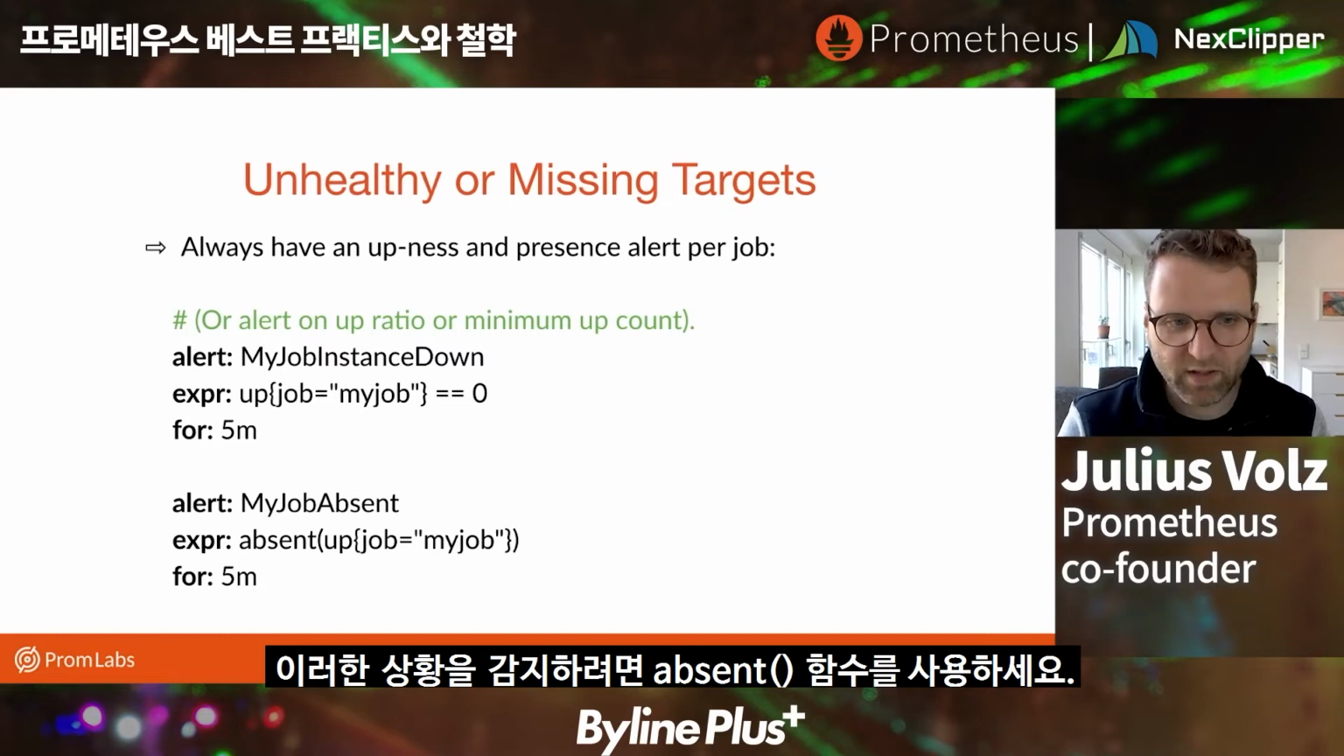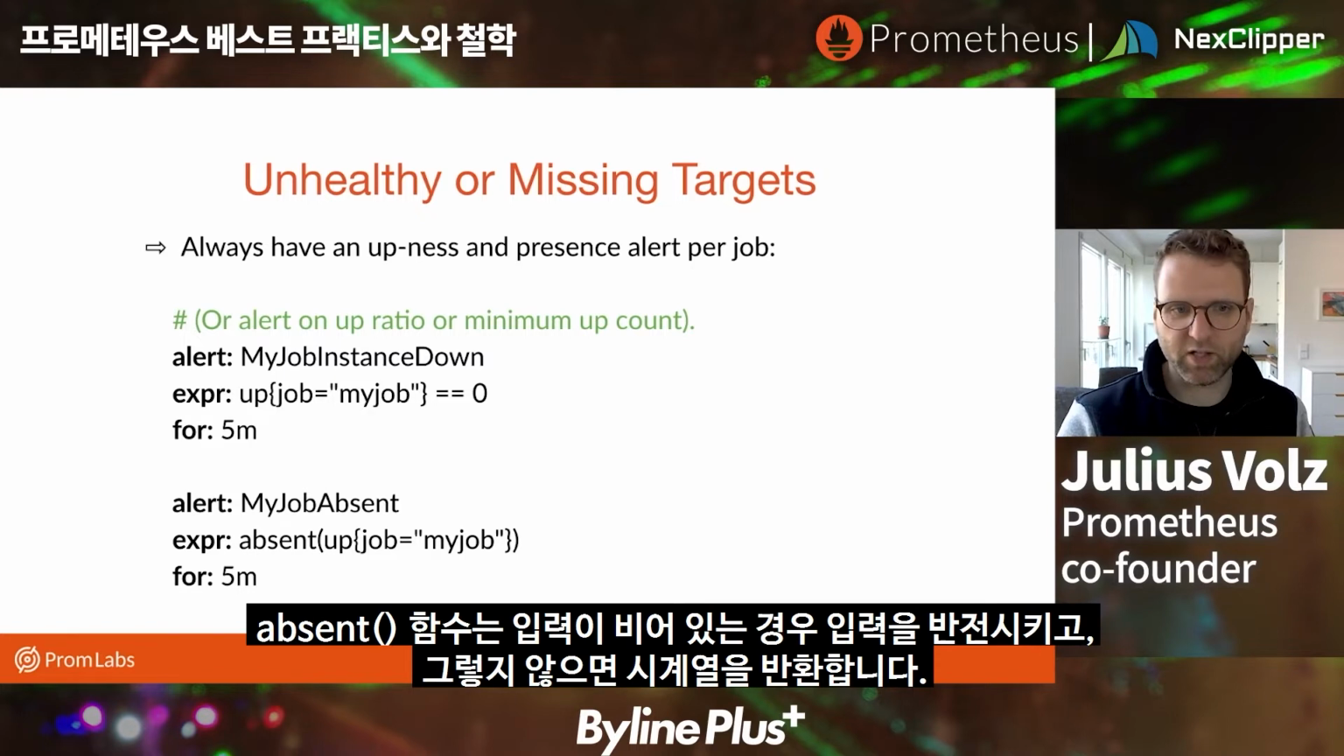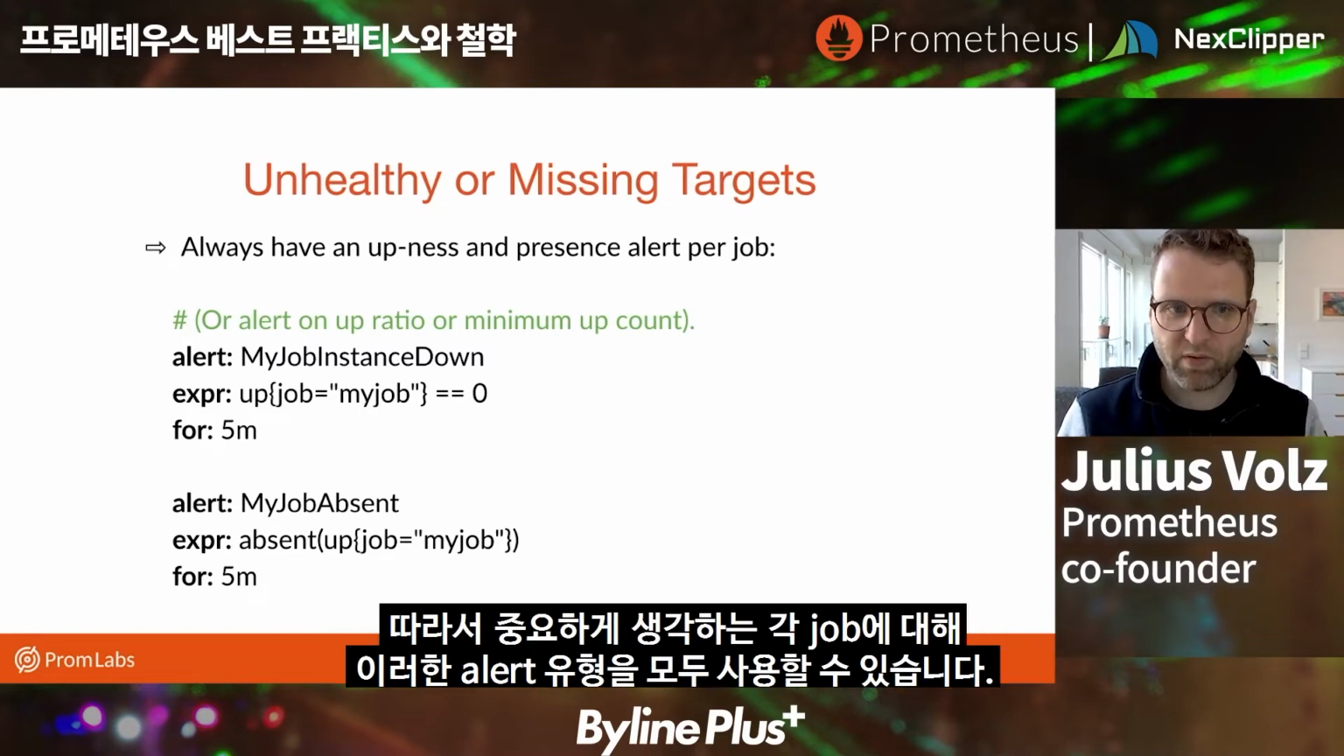So to detect that kind of situation, you can use the absent function to tell you whether the up metric for that job doesn't even produce any time series at all. The absent function kind of inverts the input. In the case where the input is empty, it will return a time series, and otherwise it will not. So basically it generates an alert when there's an empty input. So have both of these alert types for each job that you care about.